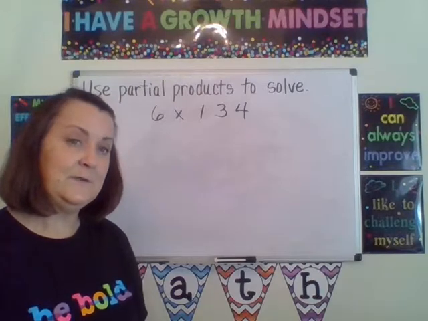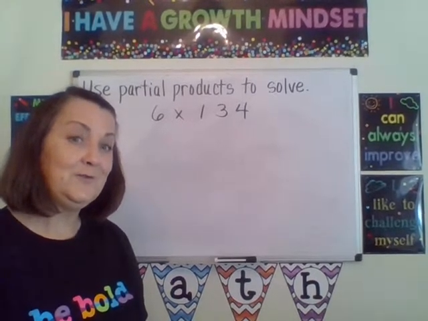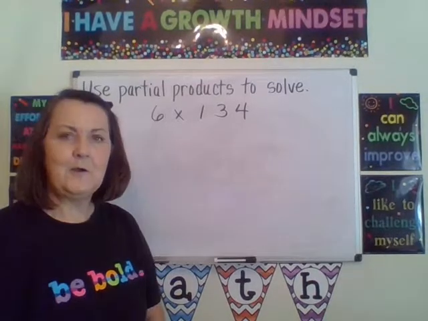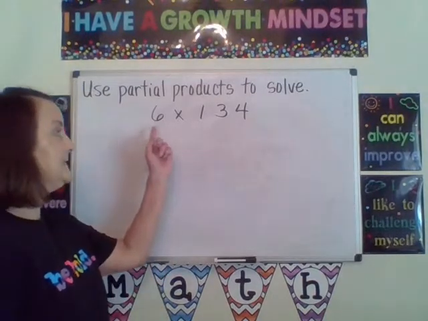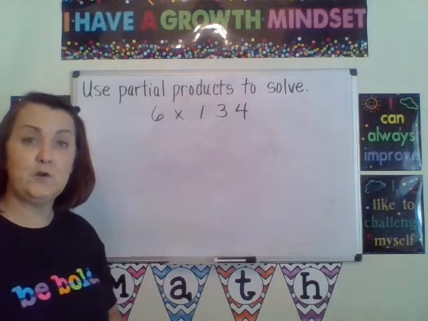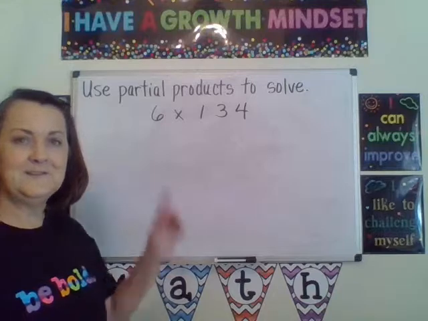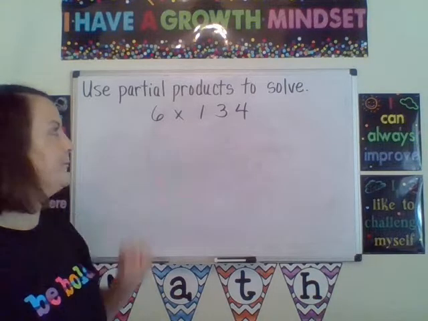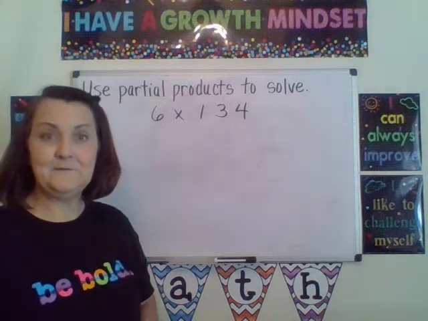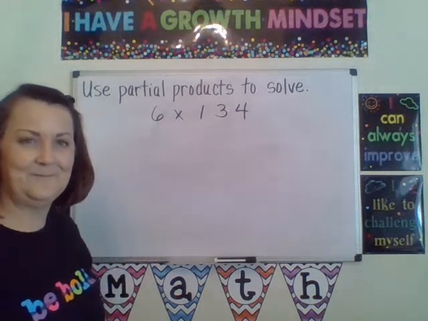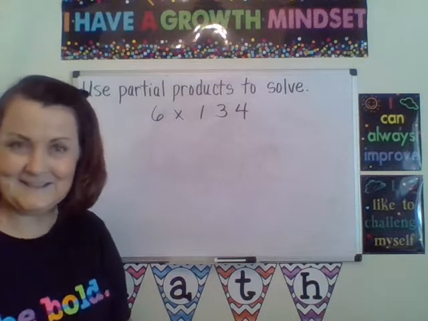So I'm going to pause the video and let you grab your tools, and you're going to copy whatever I do, okay? All right, boys and girls, I want you to copy 6 times 134 on your paper. So this is a one-digit factor, and this is a three-digit factor. So we're going to use the expanded form of this number to help us multiply. All right, so let's get started.